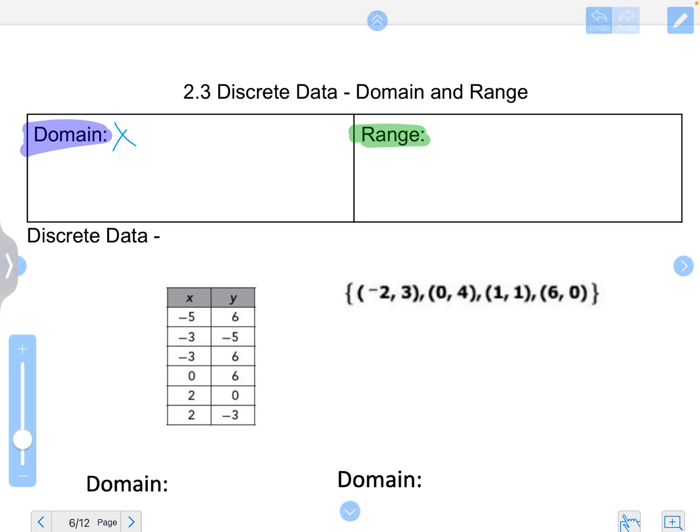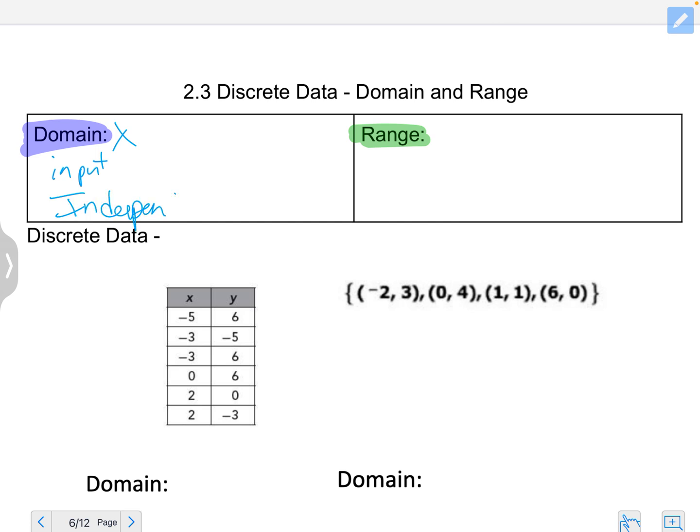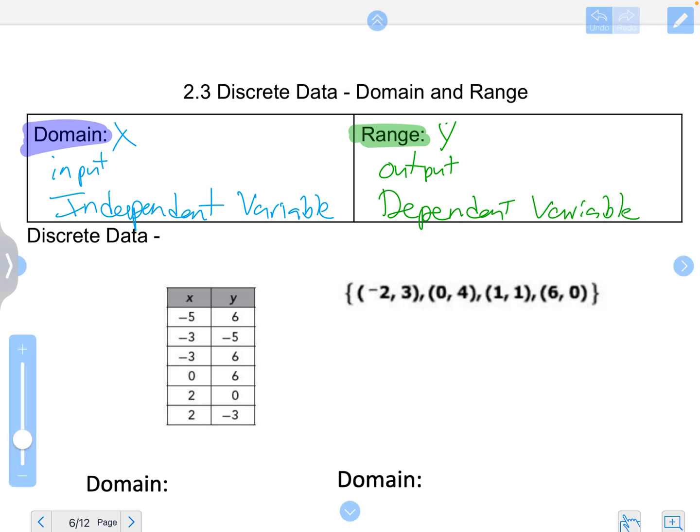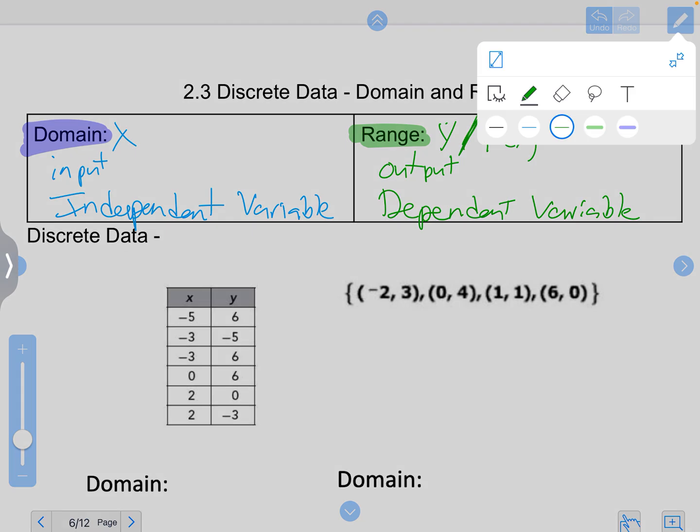Domain is our X. It is our input. It is our independent variable. Our range is our Y. It is our output. It is our dependent variable. Y, as we learned last set of notes, is also the same thing as f of x. So anytime we see y, we also know that it's f of x.